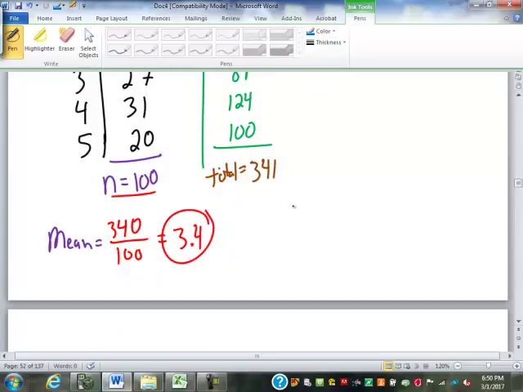The median. The median is sometimes a little bit harder to conceptualize. We're going to find the position of the median.